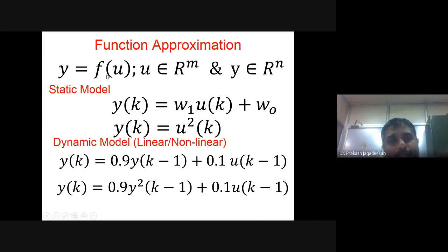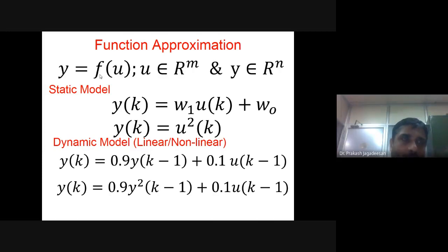So here in this slide, if you see, there are m inputs, so u belongs to Rm. I'm assuming that there are m inputs and n outputs. y belongs to Rn. So there are n outputs and m inputs, and we are trying to relate these n outputs with m inputs. That's the primary focus. And y is a function of u. So there are m inputs, u1, u2, um, and n outputs, y1, y2, and they are related through a model, like some relationship. And the model could be a static model, or it could be a dynamic model.